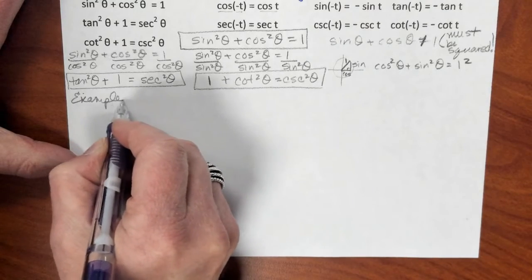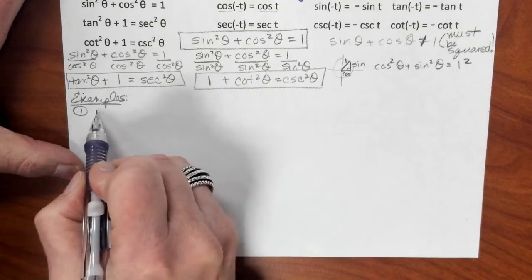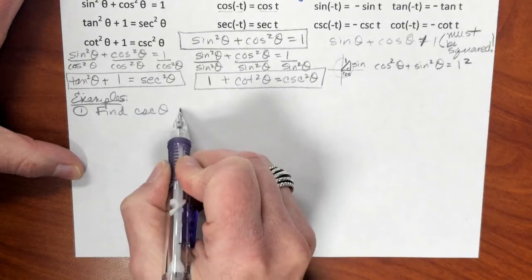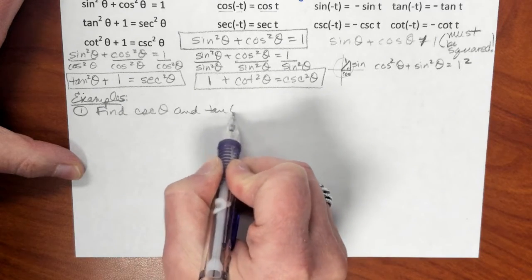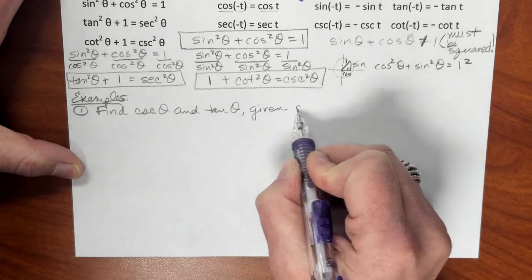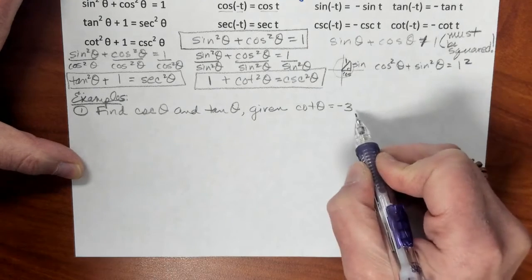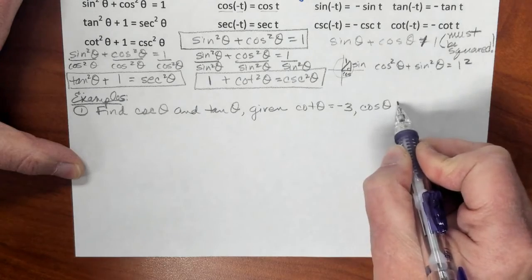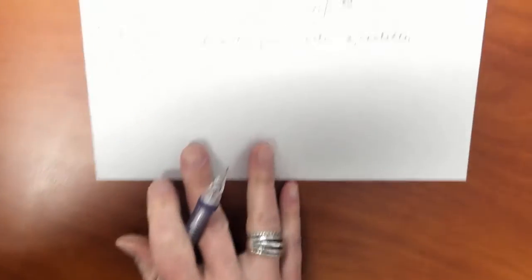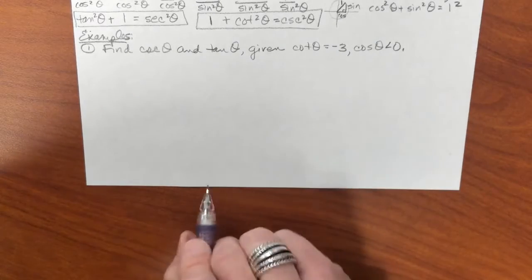Example 1. We are going to find cosecant and tangent given that cotangent is -3 and cosine is negative. Okay? So we want to find cosecant and tangent given these pieces of information.